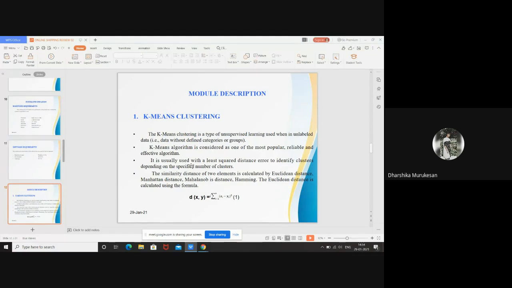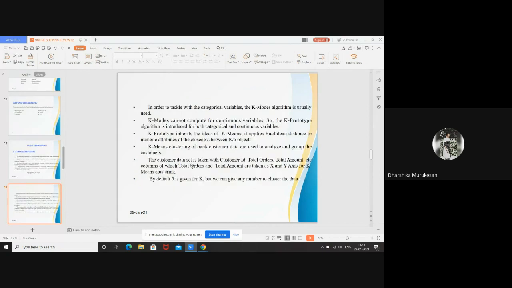It mainly uses the least square distance error to identify the clusters depending on the specified number of clusters. First, select the number k to decide the number of clusters. The second step is to select random k points or centroids to modify the clusters, and also assign each data point to the closest centroid, which will be predefined as k clusters, and then calculate the variance and place a new centroid for these clusters. By default, the k value is given as 5.